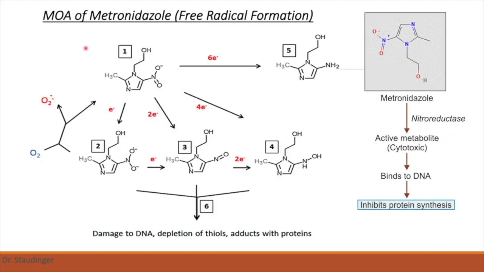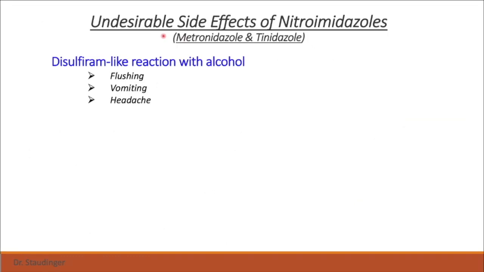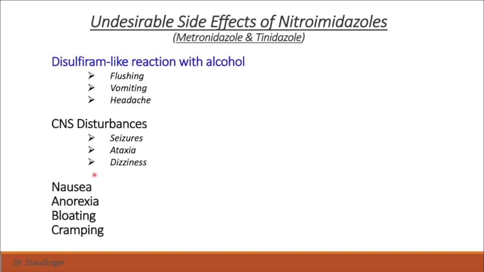Digging a little deeper into the mechanism of action of metronidazole, it includes the formation of free radicals, which, as you can see here, cause damage to DNA, depletion of thiols, and form adducts with proteins. There are certain undesirable side effects of nitroimidazole compounds, including metronidazole and tinidazole. Specifically, a disulfiram-like reaction when patients consume alcohol, to include flushing, vomiting, and headache. There are CNS disturbances that manifest in seizures, ataxia, and dizziness, as well as general symptoms: nausea, anorexia, bloating, and cramping.